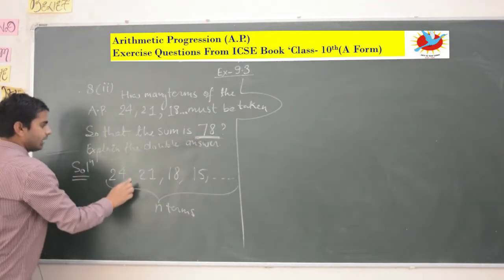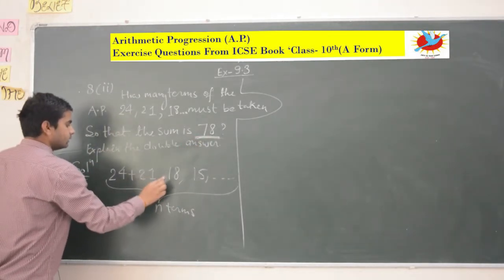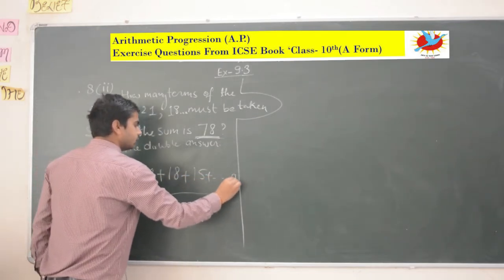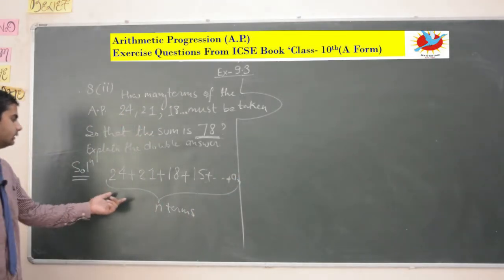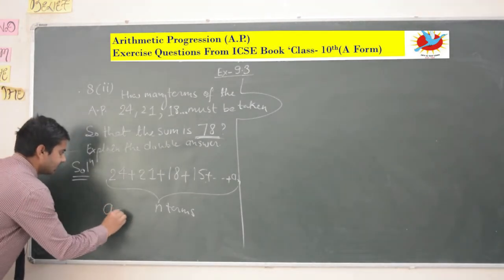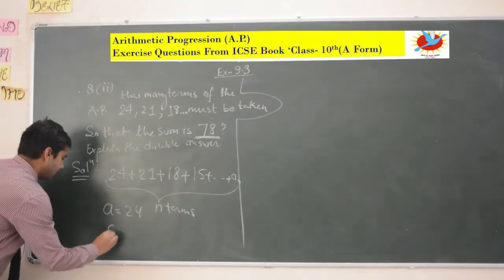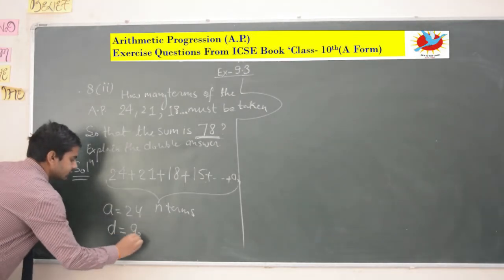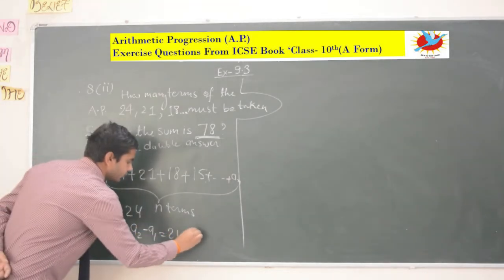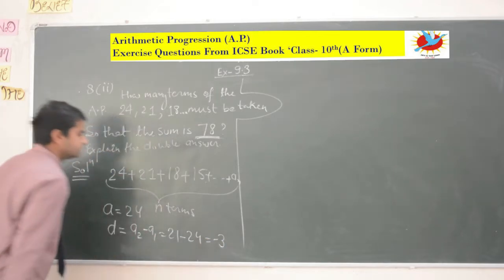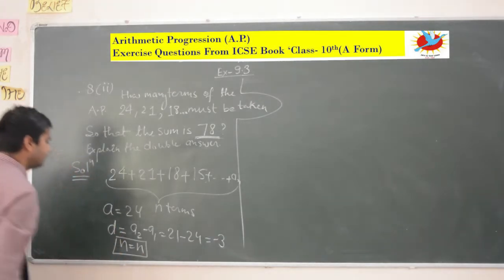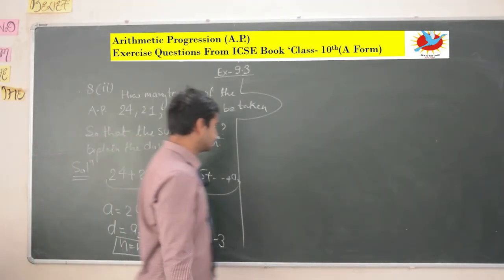That means we have to add these n terms, and the sequence will become a series. Here the last term is an. If we add these n terms, we will get the sum as 78. Here our first term a is 24. We have the value of d as a2 minus a1. a2 is 21 and a1 is 24, so the value of d will be minus 3. The number of terms is n.